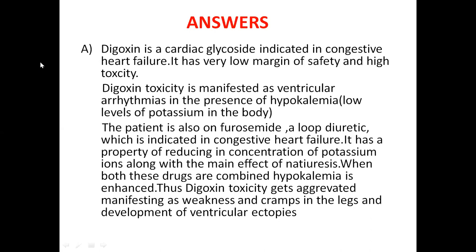Already the patient is also on furosemide, a loop diuretic, which is indicated in congestive heart failure. Furosemide has a property of reducing the concentration of potassium level along with the main effect of natriuresis. When both these drugs are combined, hypokalemia is enhanced, that is increased. Thus, digoxin toxicity gets aggravated, manifesting as weakness and cramps in the legs. This is mainly due to the hypokalemia and development of ventricular ectopics.